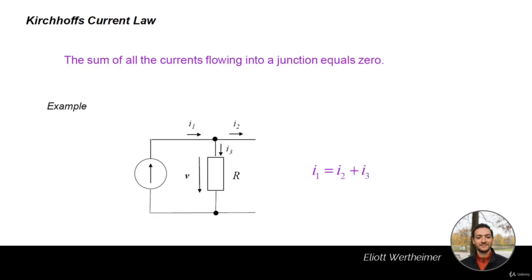According to Kirchhoff's current law, the sum of all the currents flowing into a junction equals zero. What this means is that at any junction of an electrical circuit, there must be as much current going in as current going out. There cannot be any current that is deleted or created at a junction. Here, in this example, you can see a junction represented by a little black dot. You can see that I1 enters the junction while I2 and I3 leave the junction. Therefore, according to Kirchhoff's current law, I1 must equal I2 plus I3.